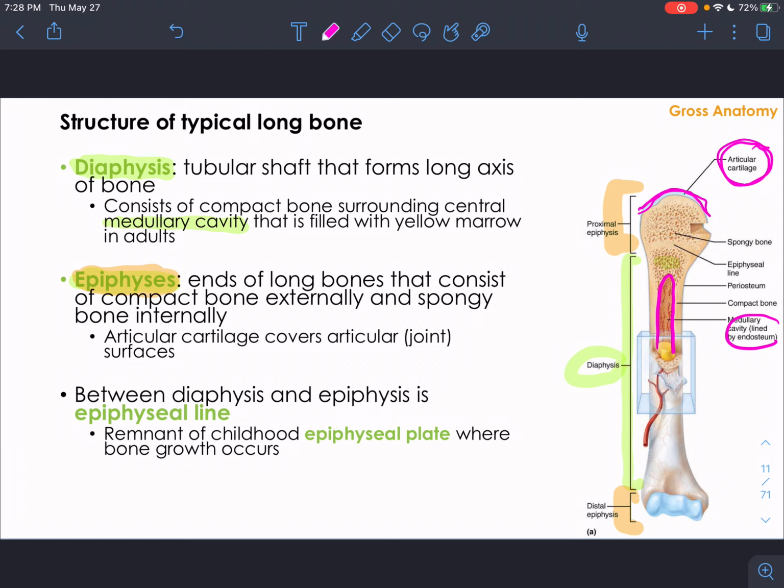in a joint. So that's hyaline cartilage. That's going to be in areas of joint surfaces, to help protect the bone.